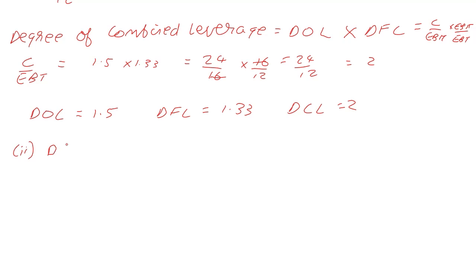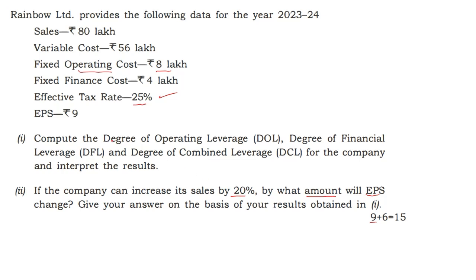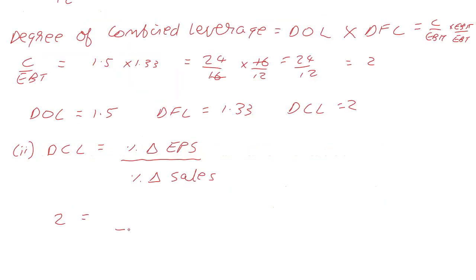The degree of combined leverage has a separate formula, which is percentage change in EPS upon percentage change in sales. Now, I know that the degree of combined leverage was 2. In the question, they have told us that the percentage change in sales is 20%. So I have the denominator, which is 20%. I need to calculate the numerator, which is percentage change in EPS. And that will give me percentage change in EPS should be 40%.